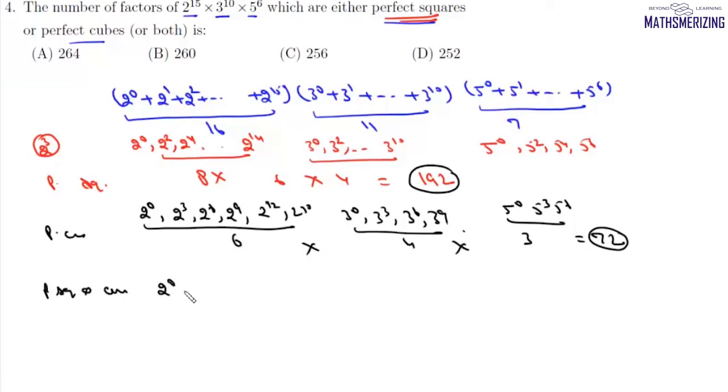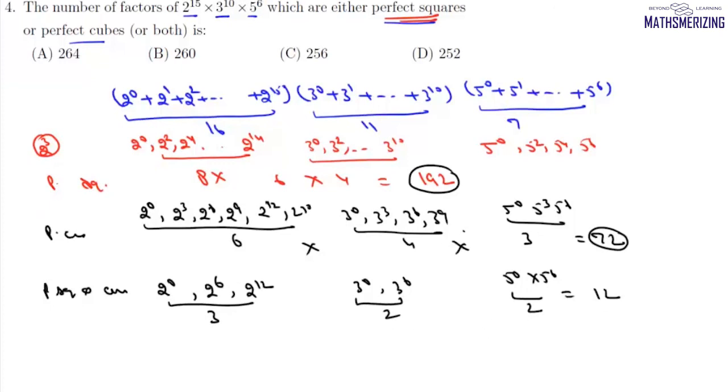So for 2 it will be 2^0, 2^6, 2^12. For 3 it will be 3^0, 3^6, and then for 5 it will be 5^0 and 5^6. So we have 3 such numbers, then 2 here and then 2 here. So it will be 12.